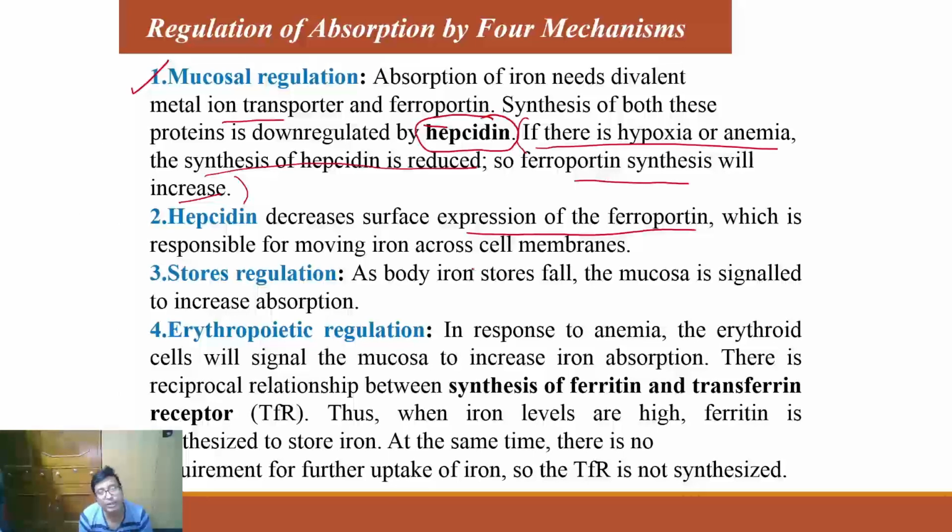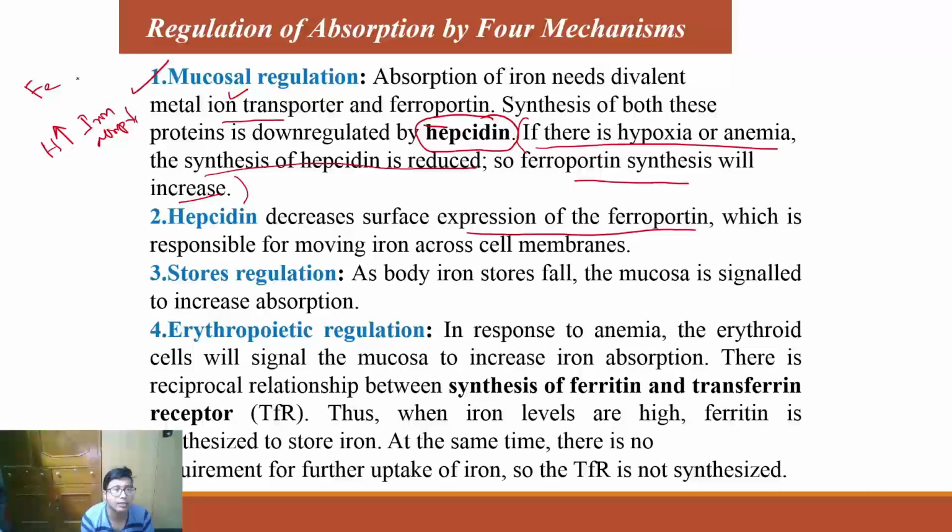Ferroportin is responsible for moving iron across the mucosal cell membrane. If hepcidin is high, it will first affect DMT1, so absorption will be hampered at the level of mucosa, as well as from the intestine to the blood. Remember, hepcidin more means iron absorption will be low. When will iron absorption be low? If there is excess iron in the body.